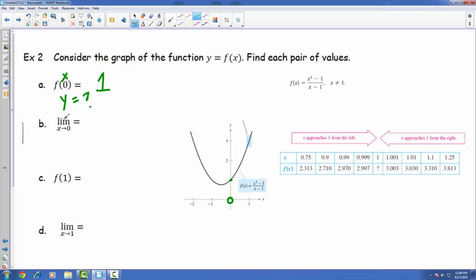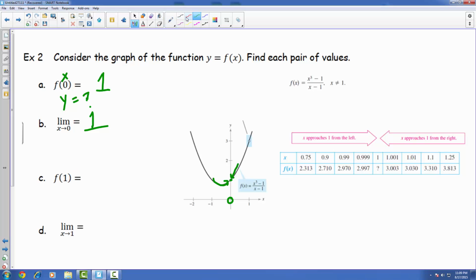Now when we're looking at the limit as x approaches 0, on the left side, I'm approaching 0, and then on the right side, I'm also approaching 0 for our x value. And notice that they end up meeting at the same spot, in this case 1. So the limit as x approaches 0, since they ended up meeting at the same spot, just comes out to be 1. It's much like our actual function in terms of our answers.